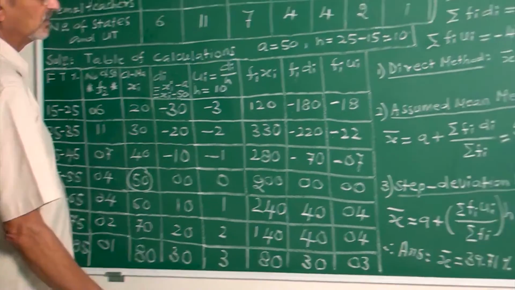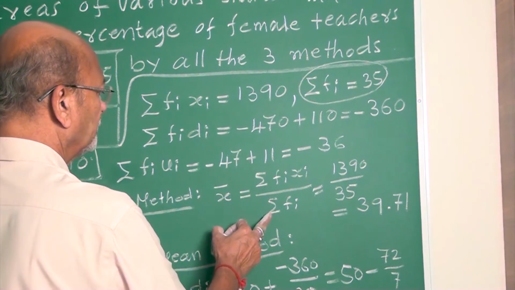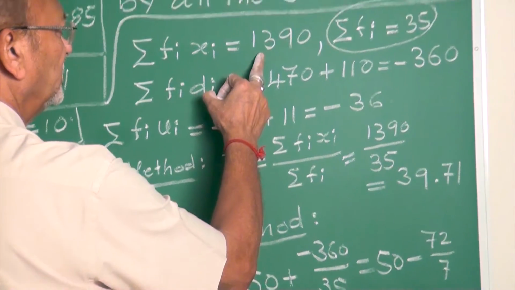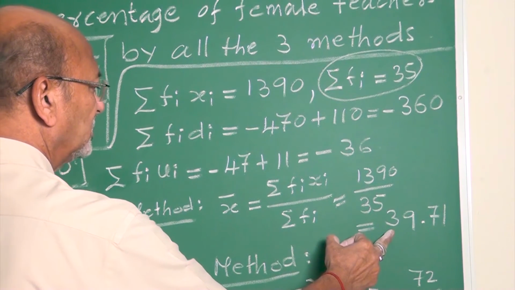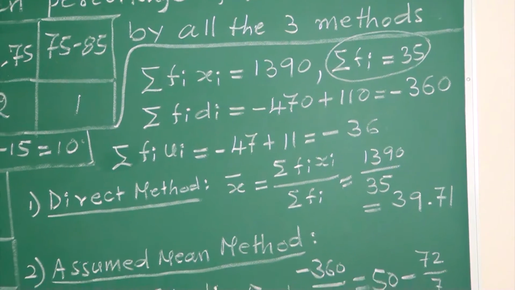First, the direct method. X bar, this is the formula: sigma fi xi upon sigma fi. It is 1390 upon 35. If you simplify this, you get 39.71.